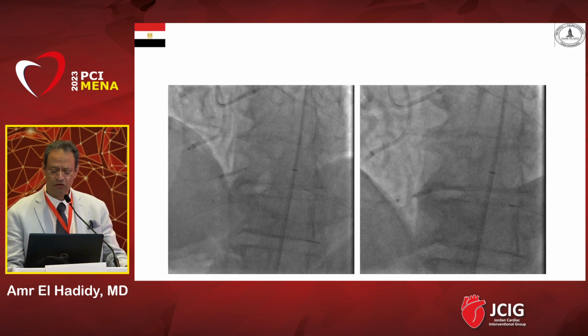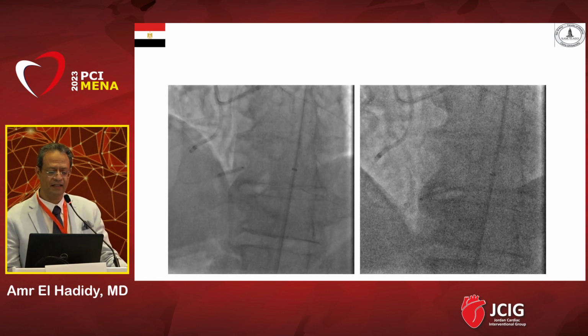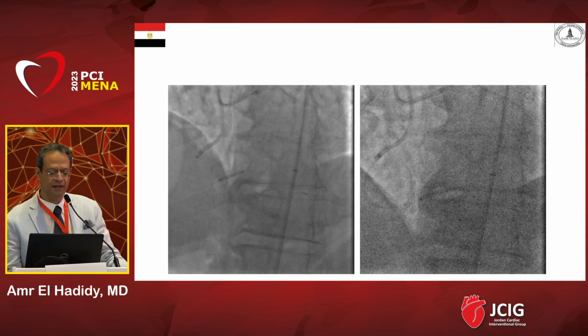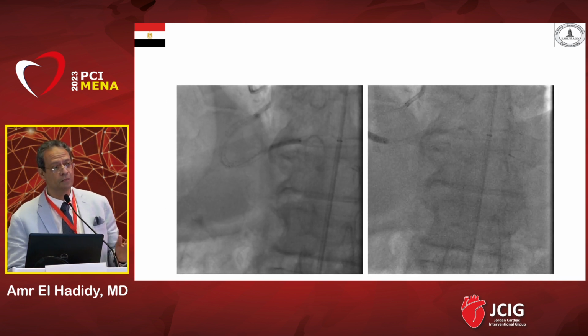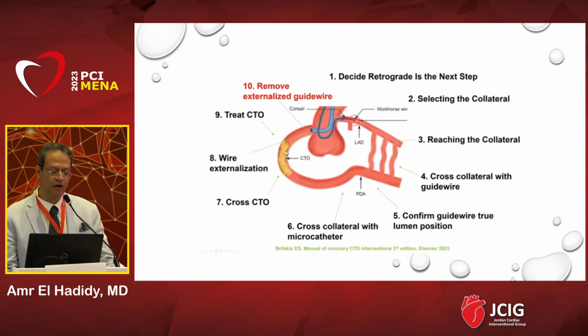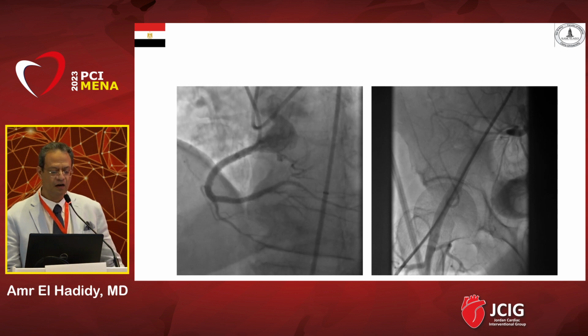And then you need to treat the CTO segment. As in this case, we do balloon dilatation, a lot of balloon and then stenting, and definitely one of the important points is to check the epicardial collaterals for any perforation or any problem that you can see. Now, this is the final result of that case.